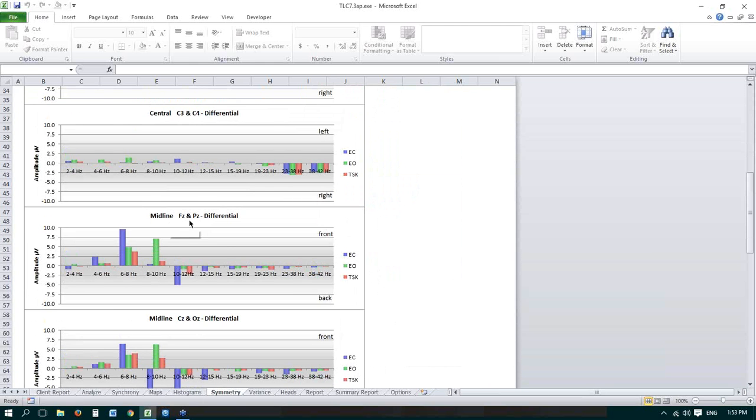Here's a strong area of asymmetry, but it's FZ and PZ. Unfortunately, what we see is that FZ has a lot more alpha than PZ does, which is sort of backwards from what we would expect. So we can get information from that.